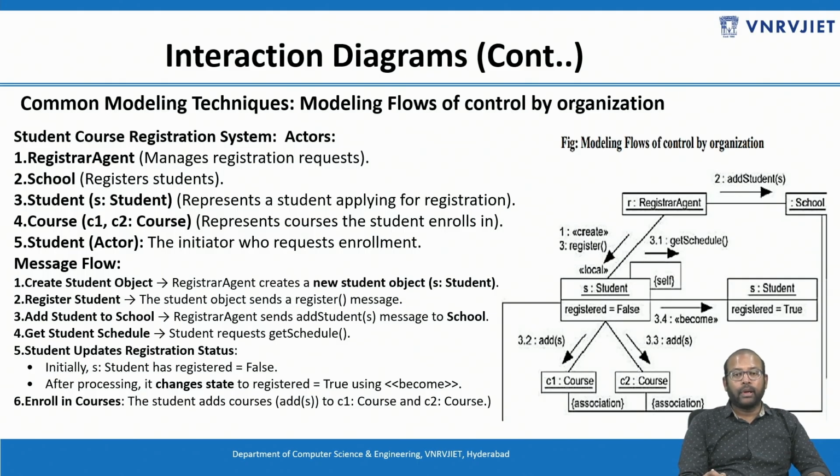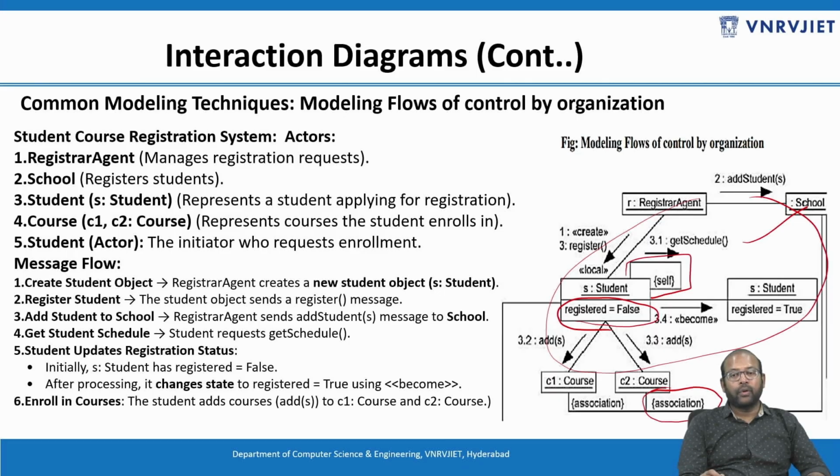Modeling flows of control by organization means it is about the collaboration diagram. Here you can represent a message to self, like it is checking. Also you are clearly showing its constraints, when it is registered, yes or not, true or false. So every parameter, every attribute you are adding, its constraints, its values, everything will be specified clearly to that particular class or object here.